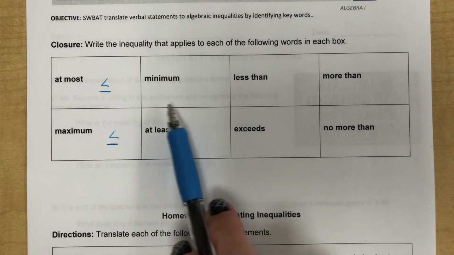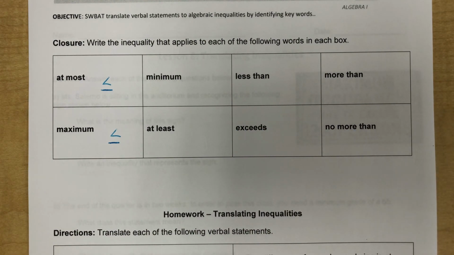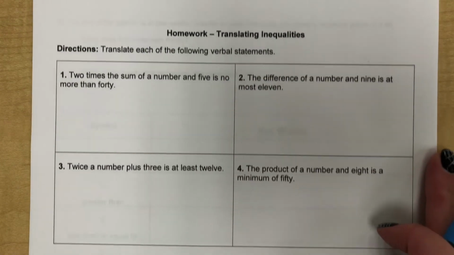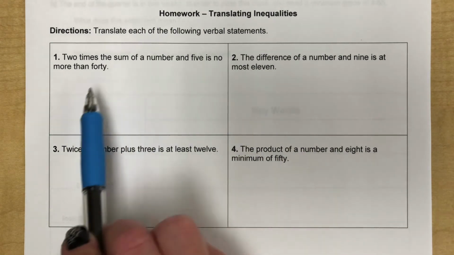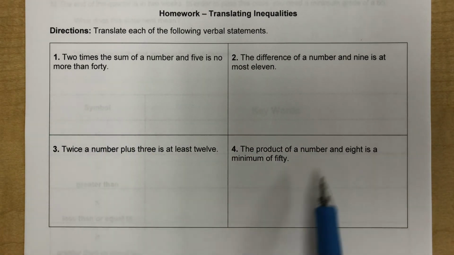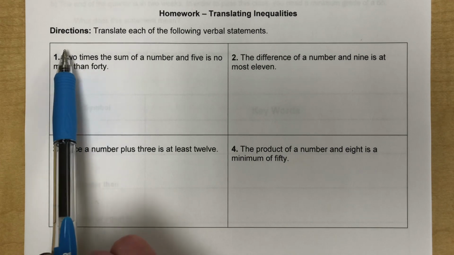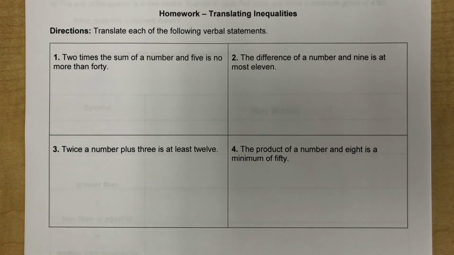So this is all you have to do for these. You just have to fill in the correct inequality symbol. And then the homework looks just like what we did on the last page. You have to change all of these word sentences into number sentences, just like we did before. 2 times, that would be 2 parentheses, right? And then you would kind of go from there.